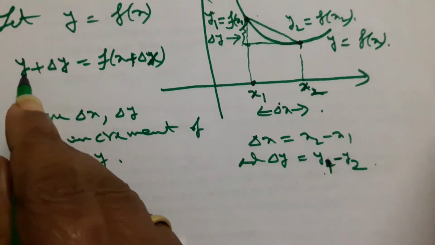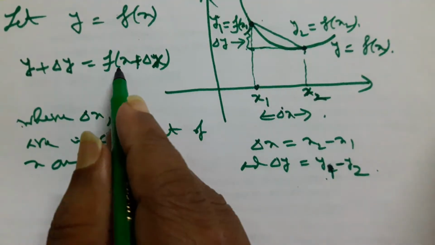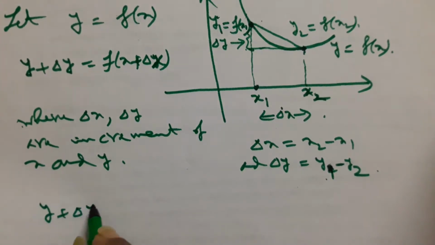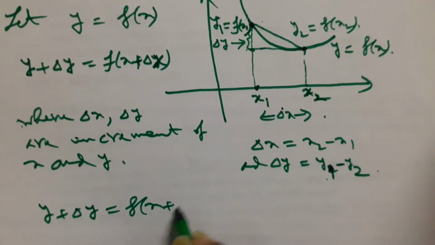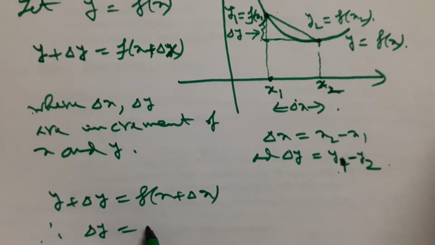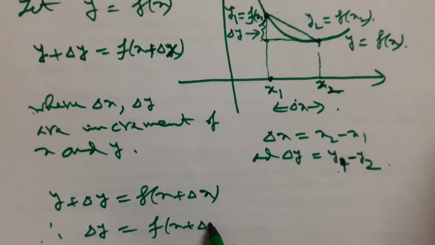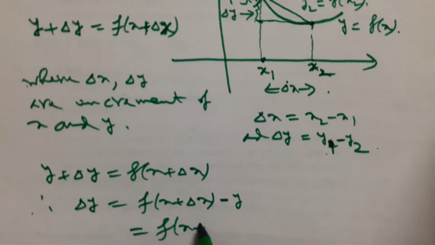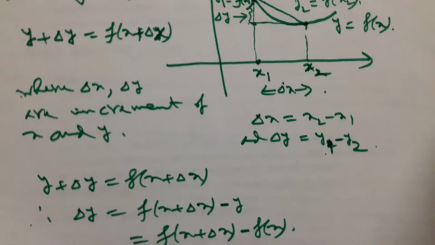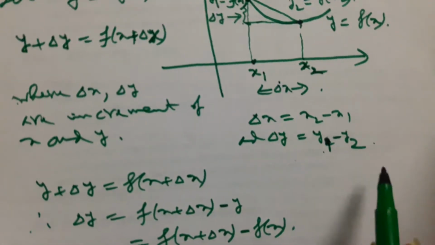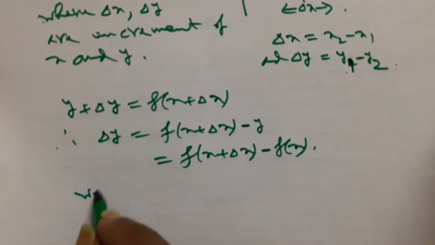Now here y plus del y equals f of x plus del x. We rewrite y as f of x. Therefore we calculate del y from here: f of x plus del x minus y, and this y equals f(x). So we calculate del y.